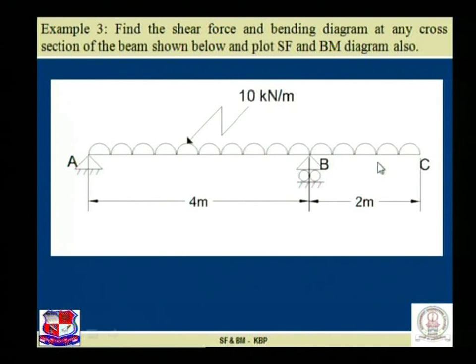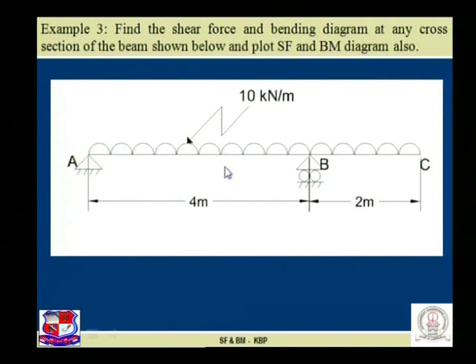So step number 1 for us, determination of reactions, and we have already taken a series of lectures on the determination of reactions, so you can easily find out the reactions. After finding out the reactions, draw the shear force diagram and bending moment diagram by taking a section, as well as check the fundamentals that if there is a UDL, the variation of shear force is given by an inclined straight line, and the variation of bending moment is given by a parabolic nature.